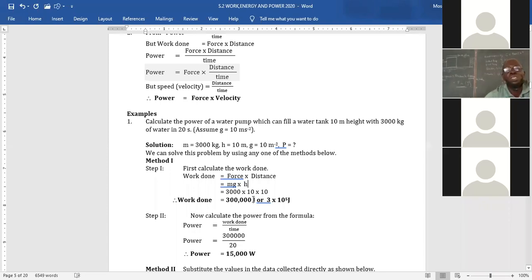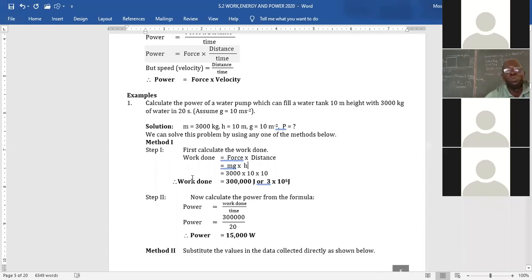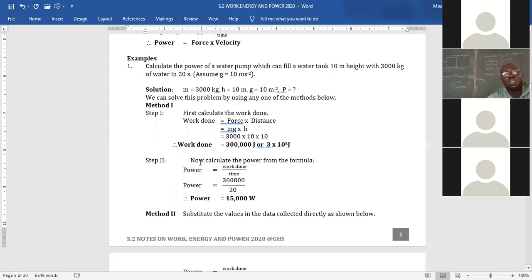Now the question is asking us for the power. So how do we go now and find the power? Power is work done over time. So we get our work, which is 300,000 over 20. And what is our time? Our time is 20 what? Read the question. The unit for time. Seconds.